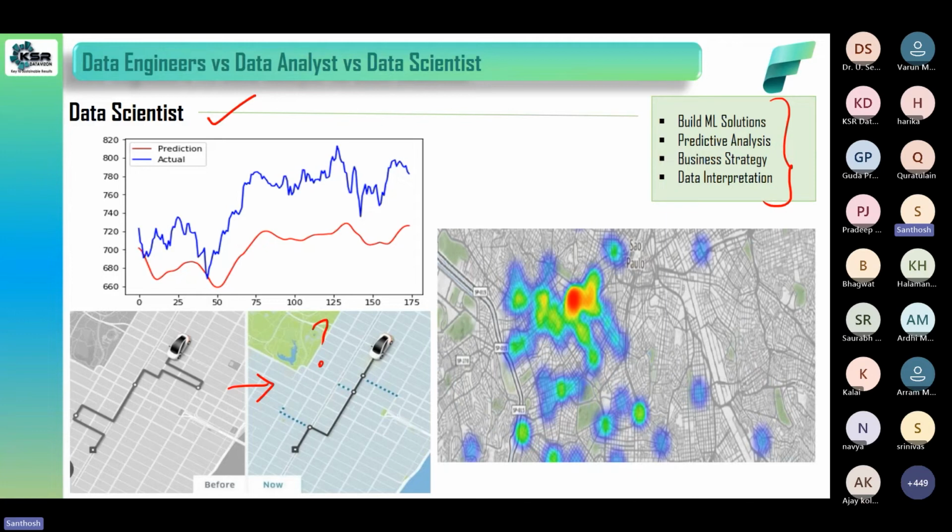Imagine this is a satellite image, and we see that in this particular area there is a highly dense population.